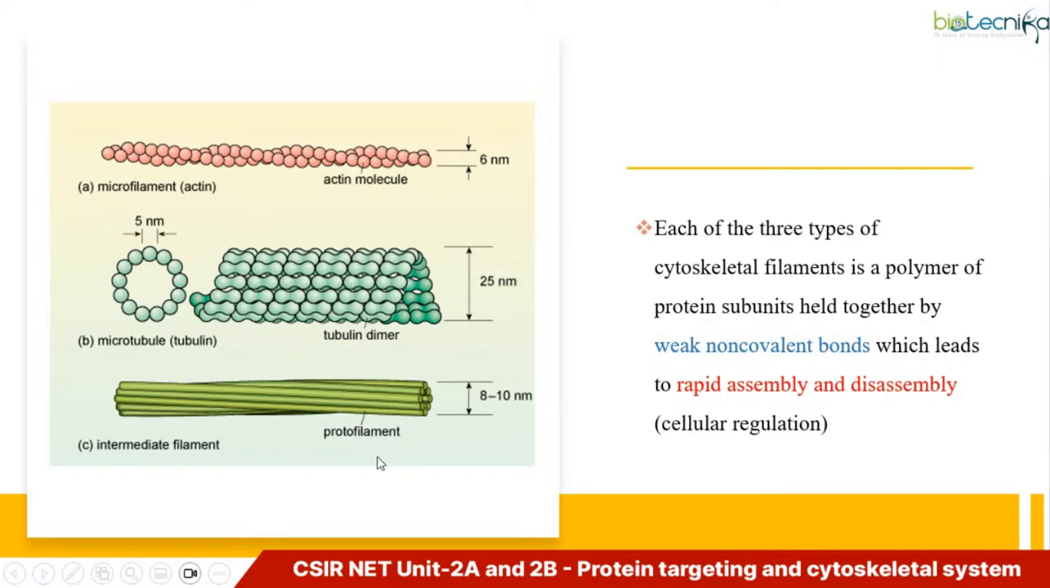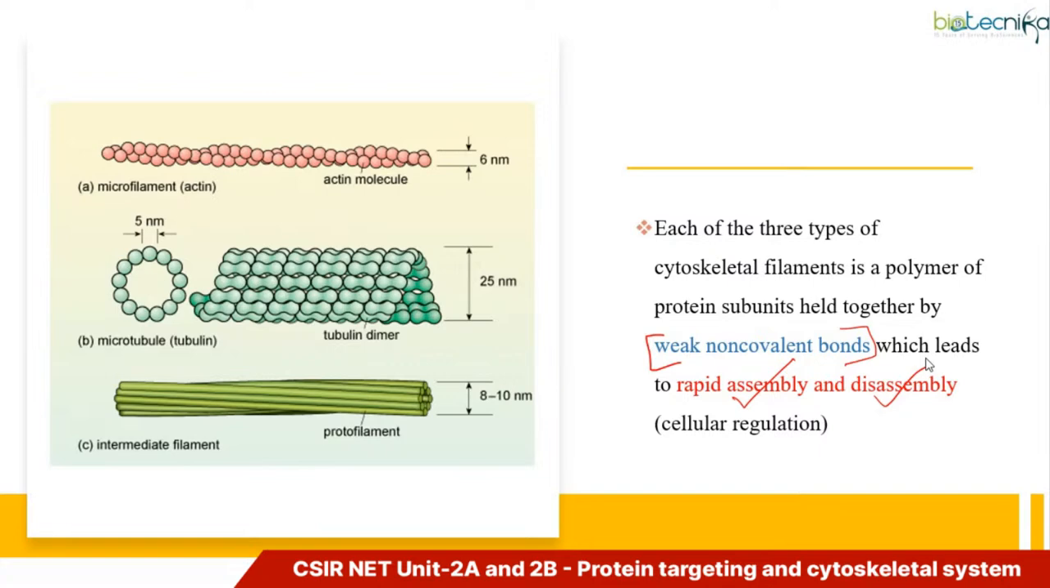Next, what happens? If you take into consideration all these three, they are connected to each other by weak non-covalent interactions. That is responsible for carrying out rapid assembly and disassembly. Because you might be aware that assembly and disassembly is a part of cellular organization, right? Cytoskeletal proteins repeatedly undergo assembly and disassembly. That is their function, depending upon the requirement of the cell, right?